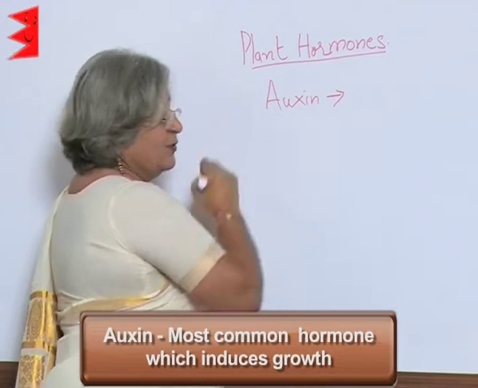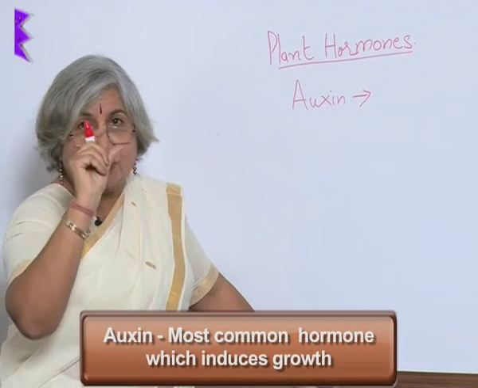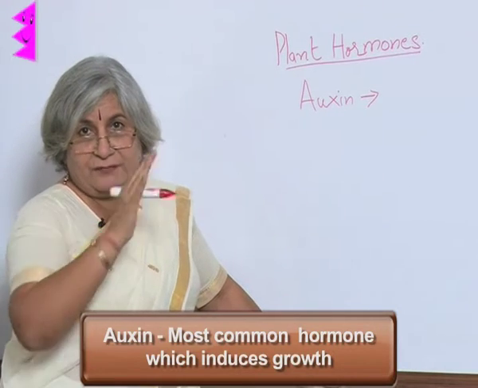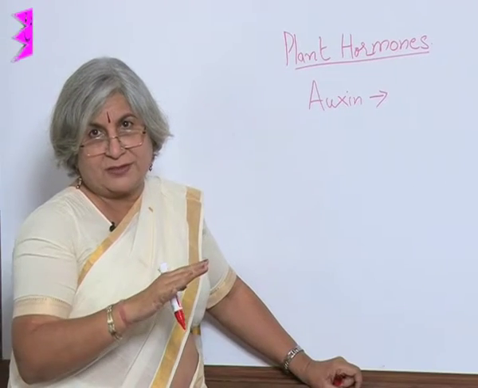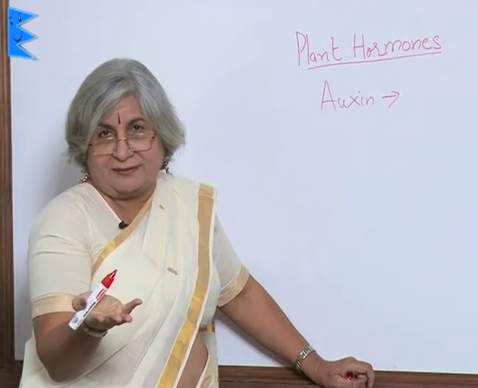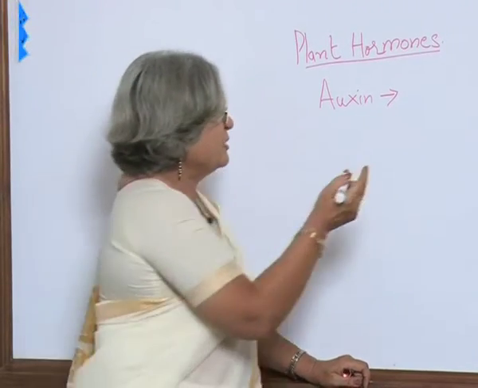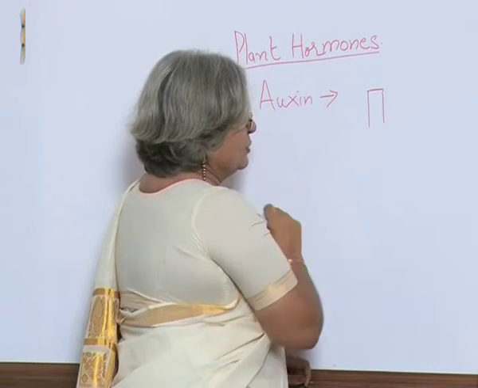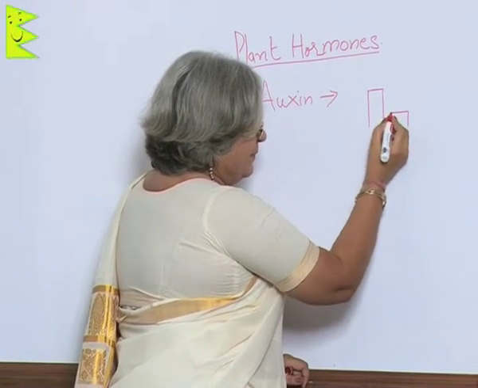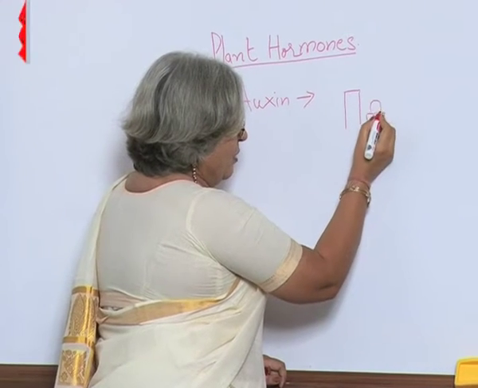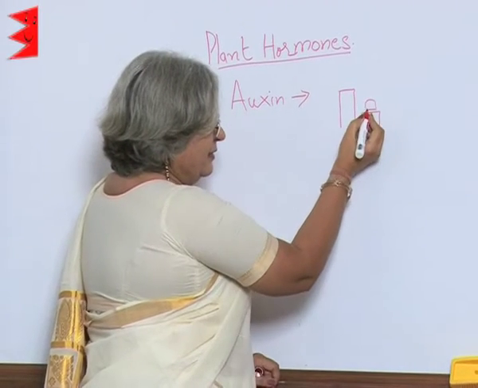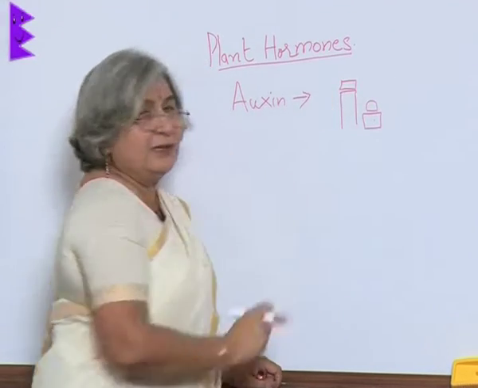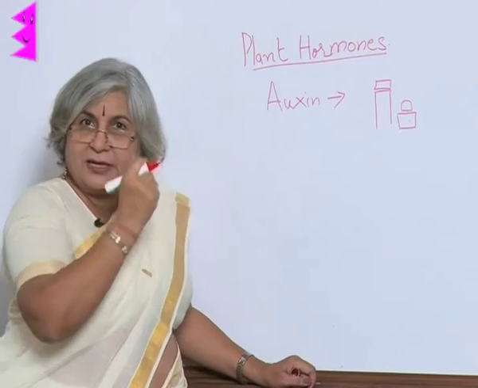It induces growth. The shoot tip and the root tip has auxin. You know, if we cut the tip, the growth stops. Why? Because there is no auxin. In fact, there is an experiment that if you cut a tip, the growth stops. But if you have kept the tip on an agar-agar block and then you replace this agar-agar block on the stem, it starts growing again.